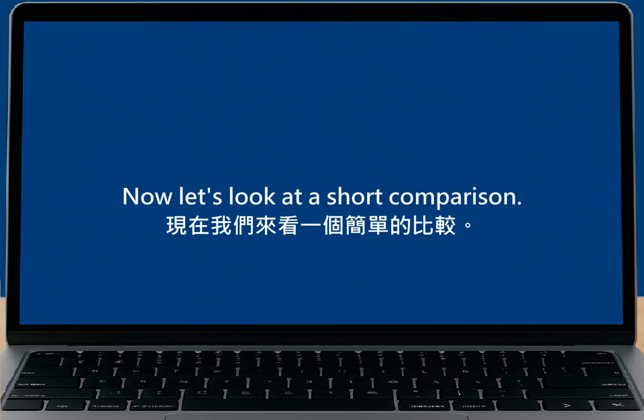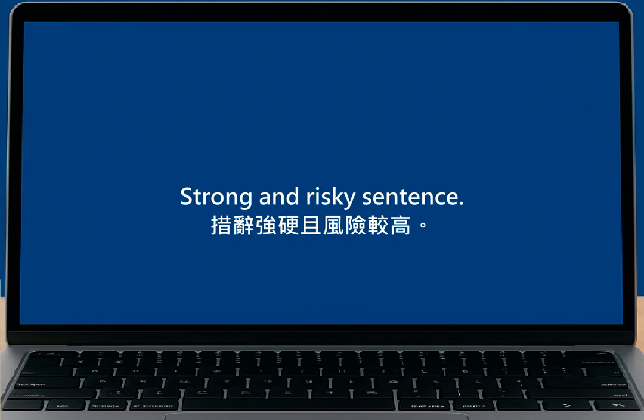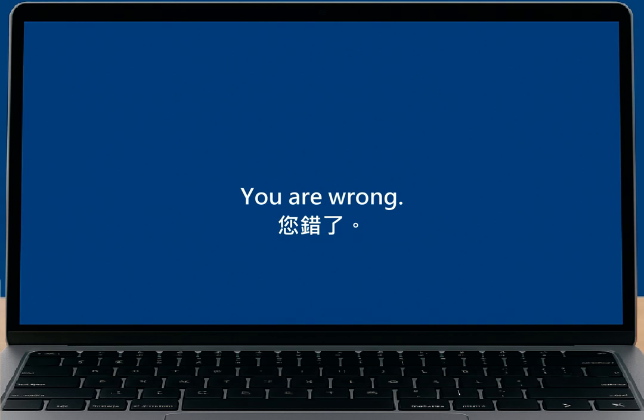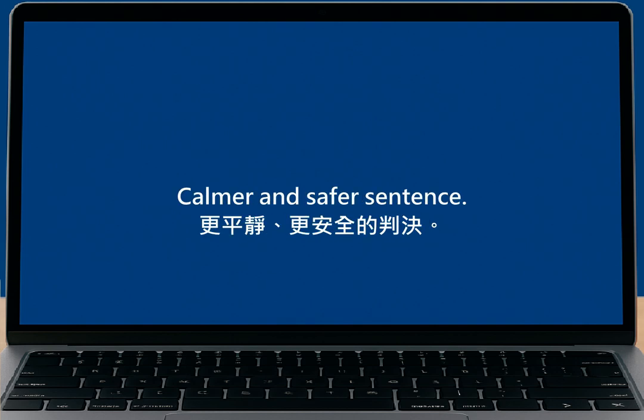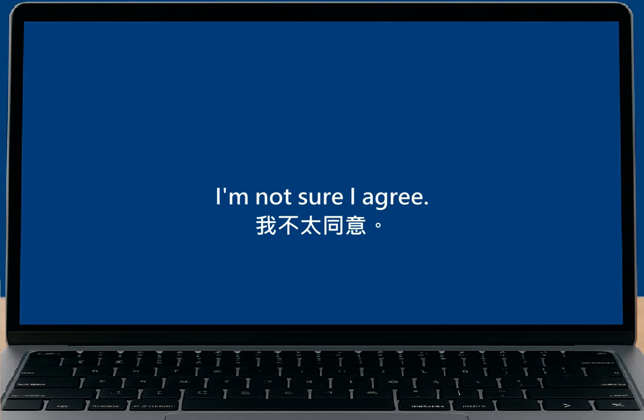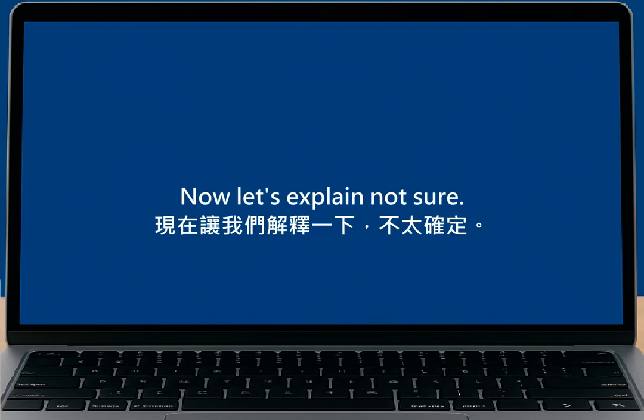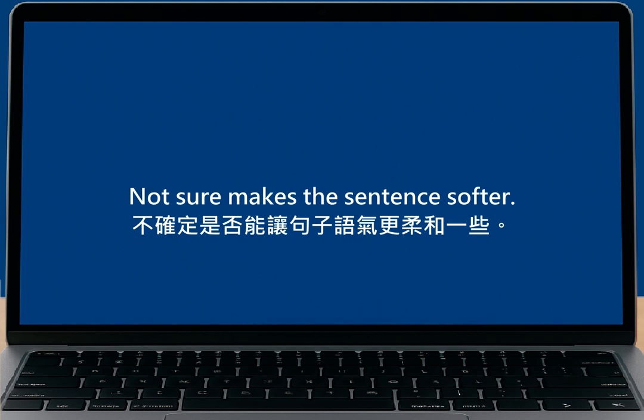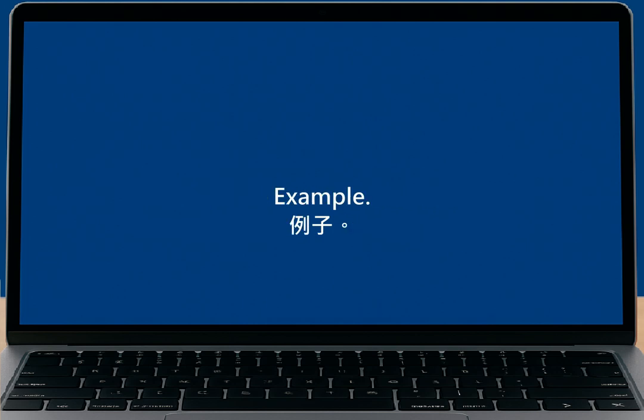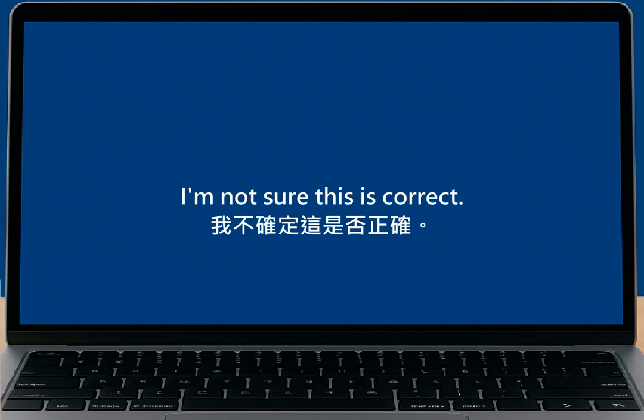Now let's look at a short comparison. Strong and risky sentence: you are wrong. Calmer and safer sentence: I'm not sure I agree. Now let's explain not sure. Not sure makes the sentence softer. Example: I'm not sure this is correct.